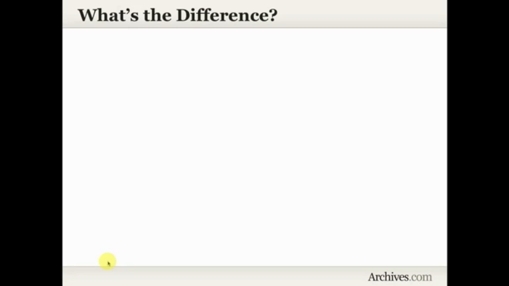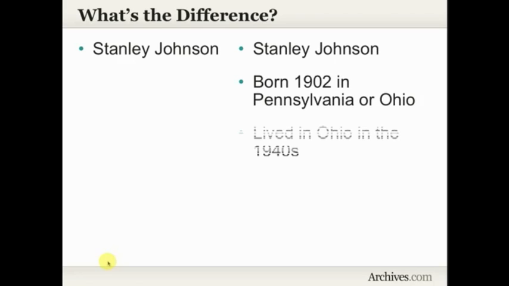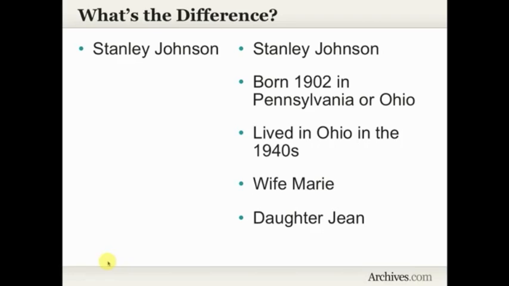Because let's think about it. What is the difference? Well, there's a big difference between looking for Stanley Johnson and looking for Stanley Johnson, who was born around 1902 in either Pennsylvania or Ohio, lived in Ohio in the 1940s, had a wife named Marie and a daughter named Jean. So the point I'm trying to make is the more information that you have, even if it's an estimate, the more information you have will give you that more complete picture and will help you be able to narrow down your search, especially when you're looking at someone with a common name like Stanley Johnson. And it will also help you identify that person once you find them in the census. So you have to really think about more than just that person's name.